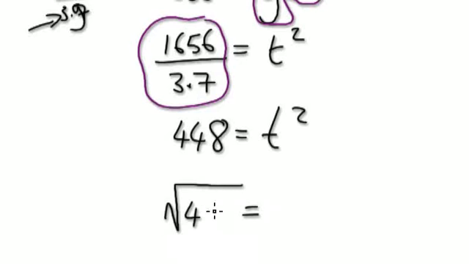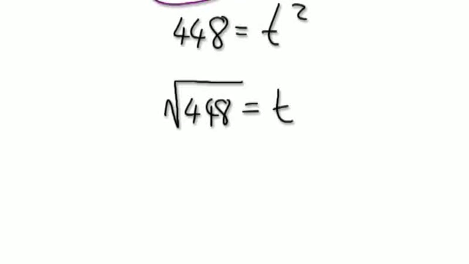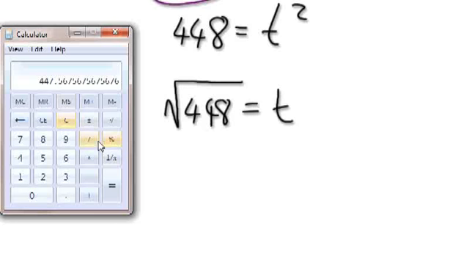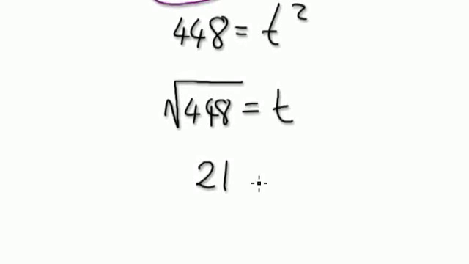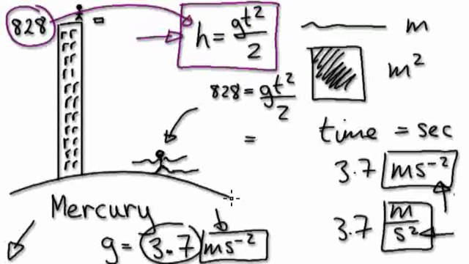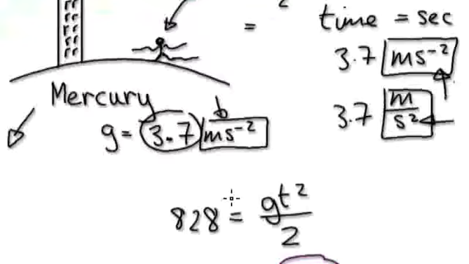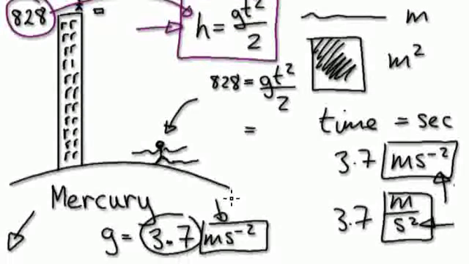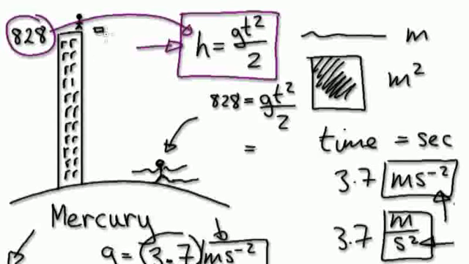So square root this, and then on the right hand side it will be T. So now square root this number. It would be roughly 21. So T equals 21. So in our original picture here, if we were to drop a brick off the Burj Dubai, it would take 21 seconds for the brick to hit the ground on Mercury.